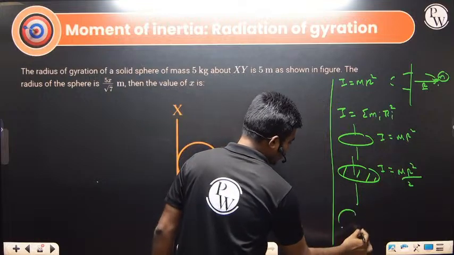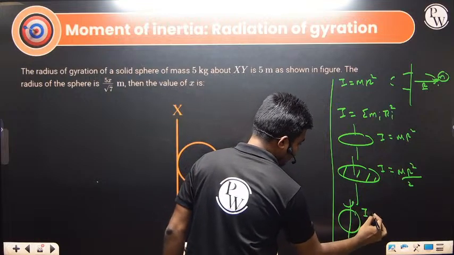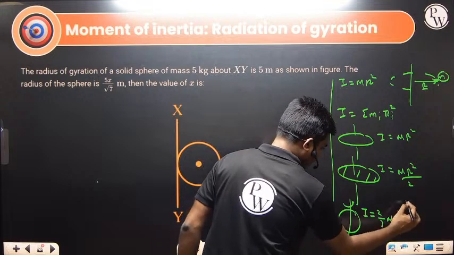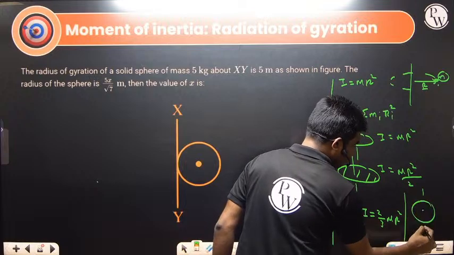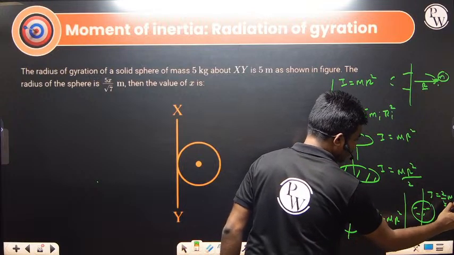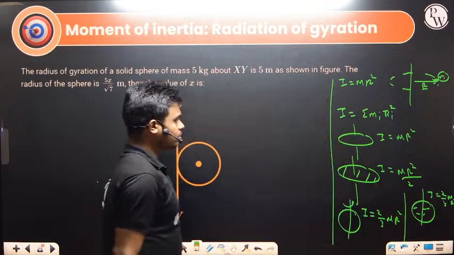If you have a hollow sphere rotating about its diameter, this will be 2 by 3 mr square. And for a solid sphere, the moment of inertia about its own axis, I, is equal to 2 by 5 mr square.